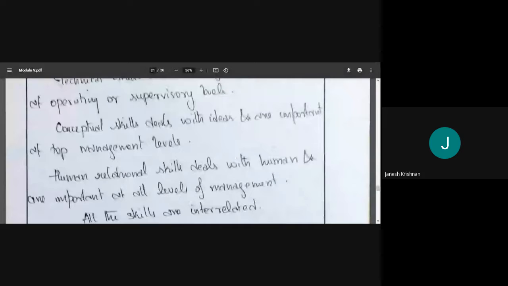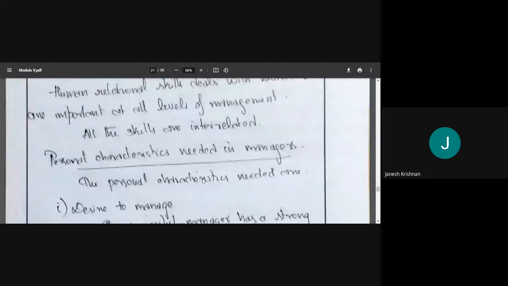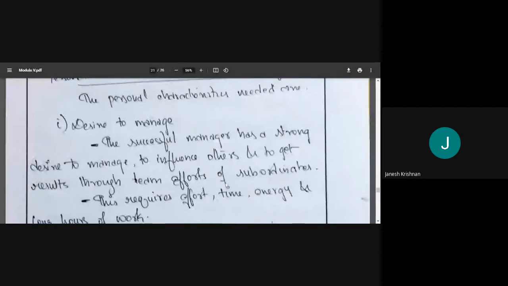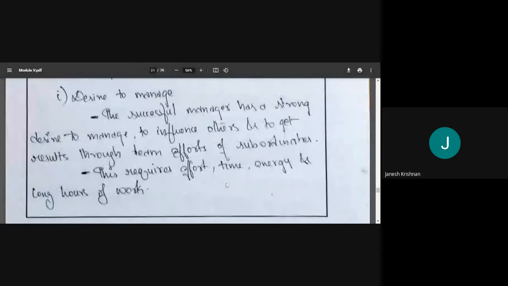Conceptual skills are required more at higher levels because they are making the plans, right? The strategies or the plans are made at the higher level, so they will affect the entire company. So there should be more conceptual skills, right? Now, what are the personal characteristics needed in a manager? The first one is desire to manage. Okay, the manager should have a desire to work like a manager.